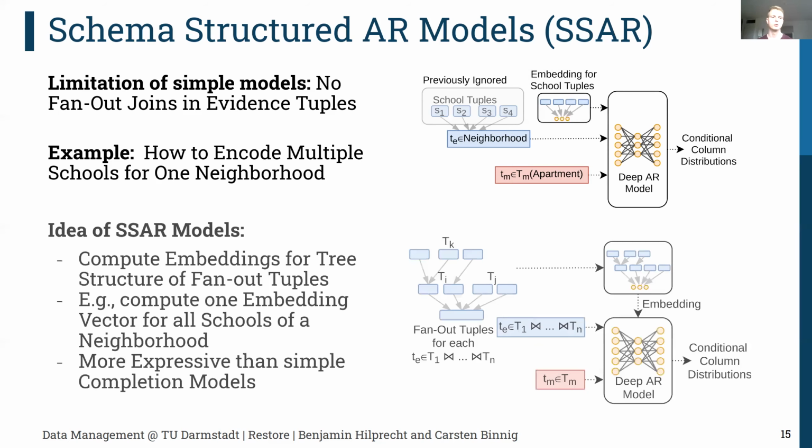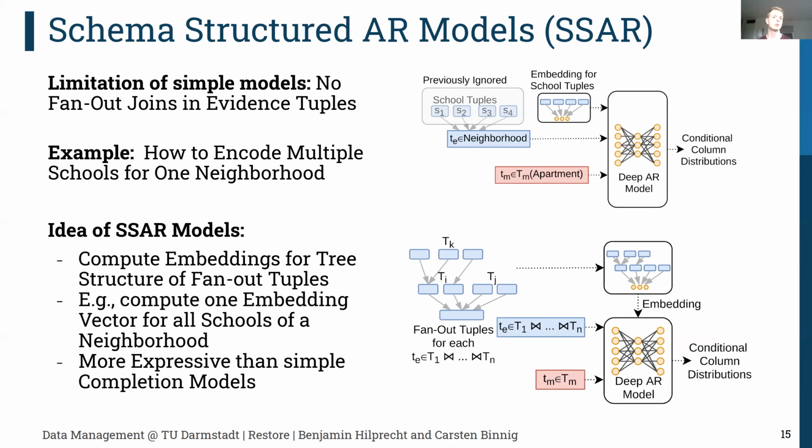And now what we do here is we compute embeddings for the tree structure of fan-out tuples. So let's first consider the first figure. What we could do is we could compute an embedding for all the school tuples we have seen and feed this into the autoregressive model to synthesize more realistic apartments. And in general, if we do an acyclic walk on the schema, we obtain a tree structure of fan-out tuples. In the paper we show this, we use this tree structure to compute an embedding, and we just feed this as additional evidence into the schema-structured autoregressive model. And this allows us to also consider all the school tuples as evidence.